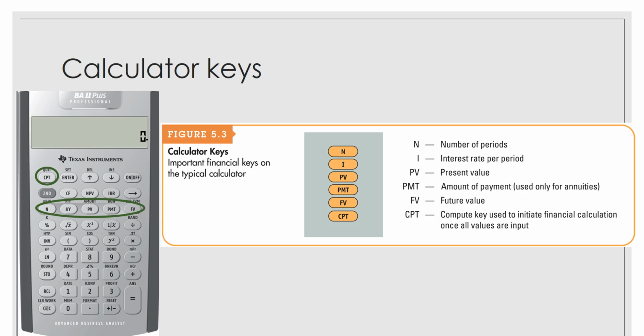The primary buttons that we're going to be using in this class are N. N is the number of periods. IY, that's the interest rate per period, the periodic interest rate. PV stands for present value. PMT is used for payment. And FV is for future value. CPT is compute.